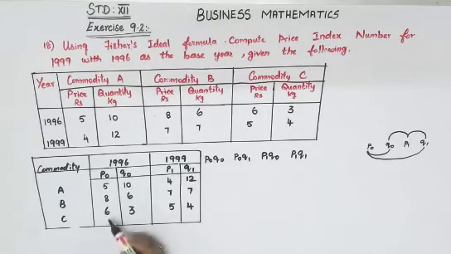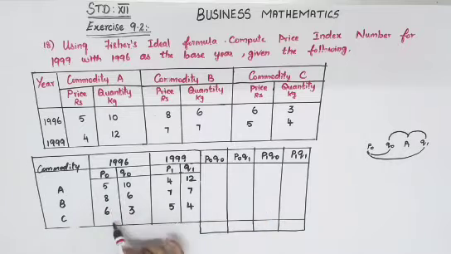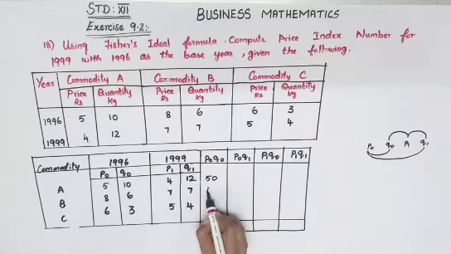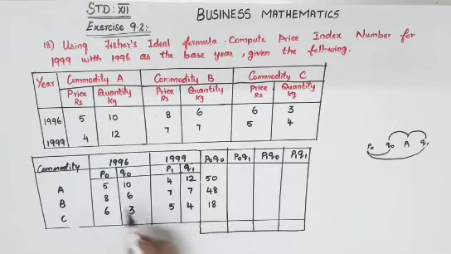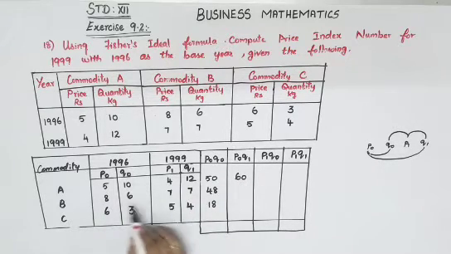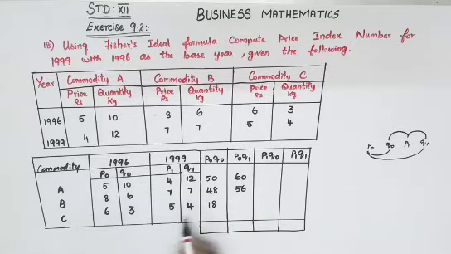Now we'll multiply using these values. First is P0 Q0; you multiply these two columns. 5 into 10 is 50, 8 into 6 is 48, 6 into 3 is 18. Next is P0 Q1, the first and last columns. 5 into 12 is 60, 8 into 7 is 56, 6 into 4 is 24.